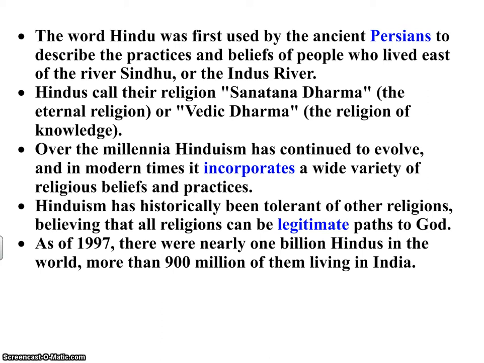Over the millennia, which is a term for thousands of years, Hinduism has continued to evolve, and in modern times it incorporates a wide variety of religious beliefs and practices. Hinduism has historically been tolerant of other religions, believing that all religions can be legitimate paths to God. How unique. As of 1997, there were nearly 1 billion Hindus in the world, more than 900 million of them living in India. That number has probably grown significantly along with the population of India.